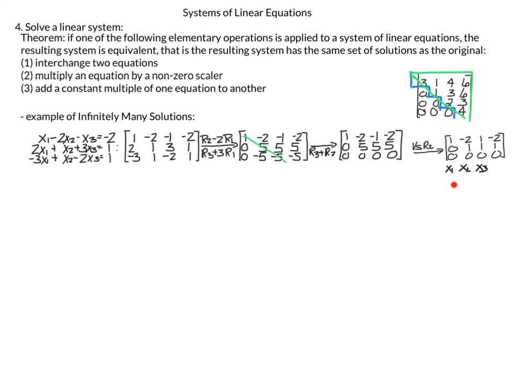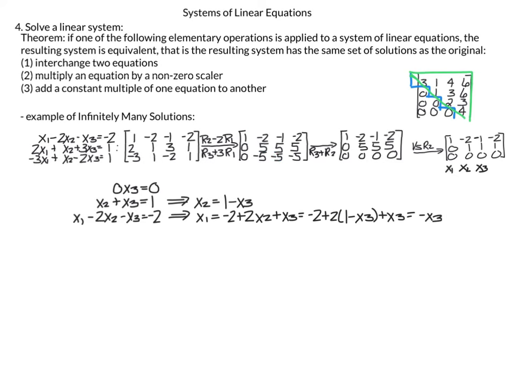Now I label my columns with x1, x2, x3. So reading from top to bottom, I like this because I can get the easy ones first. Like this is a more complicated equation. So what I get is 0x3 equals 0. So far we have no restrictions on x3 because any number you want to plug in for x3 will work here. Then we have x2 plus x3 equals 1. In other words, x2 is equal to 1 minus x3.